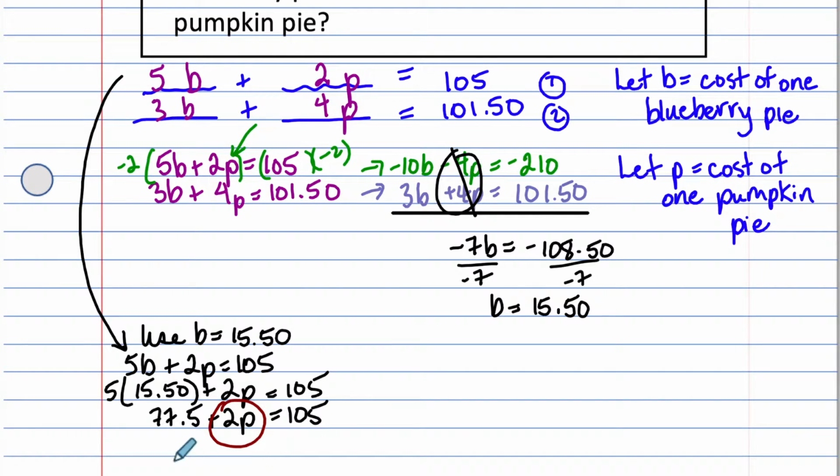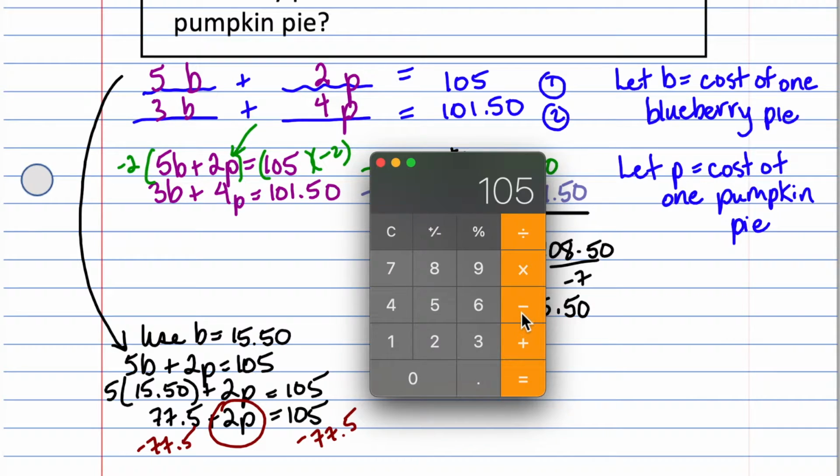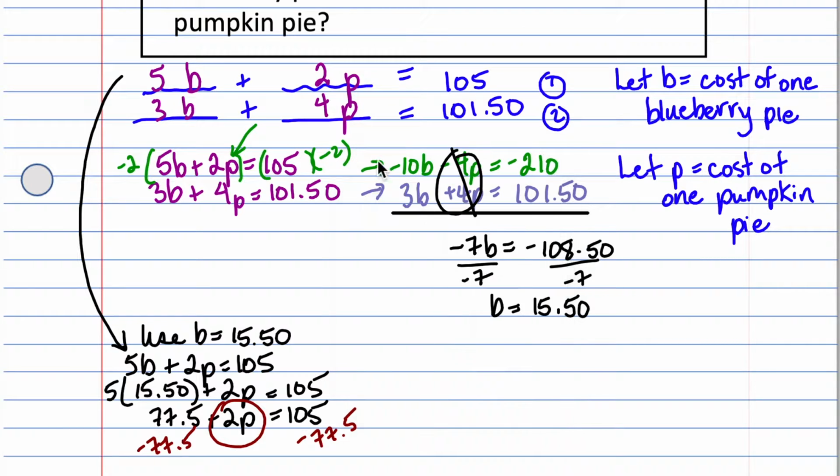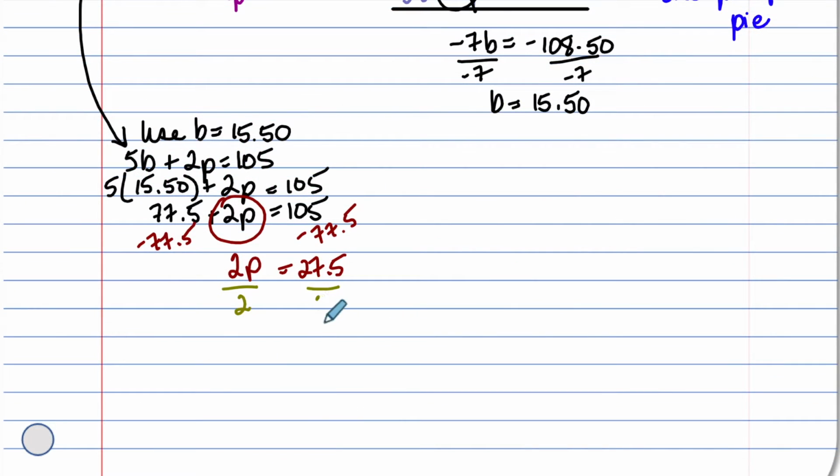Isolate the 2p. $27.5. And finally, p is equal to 13.75.